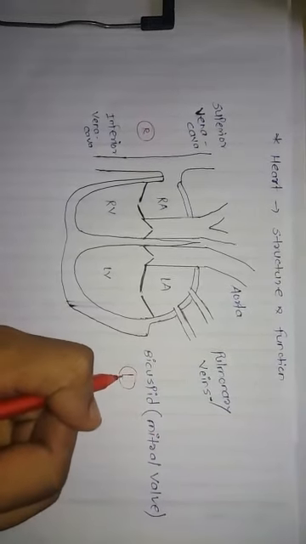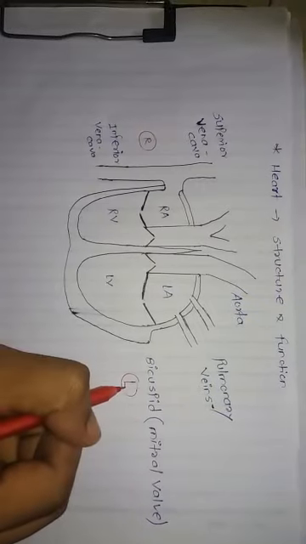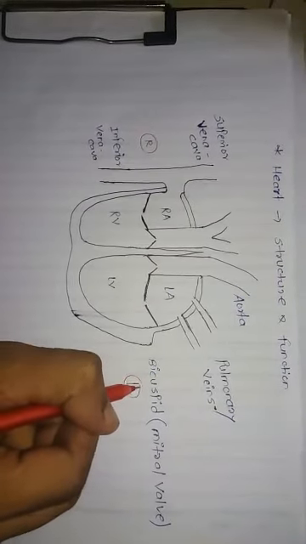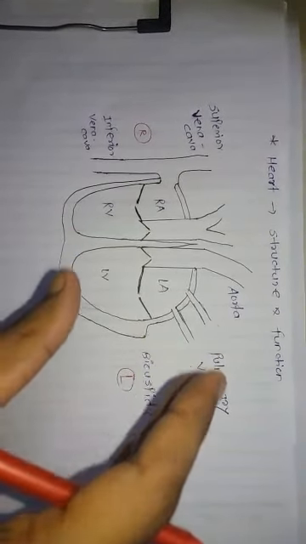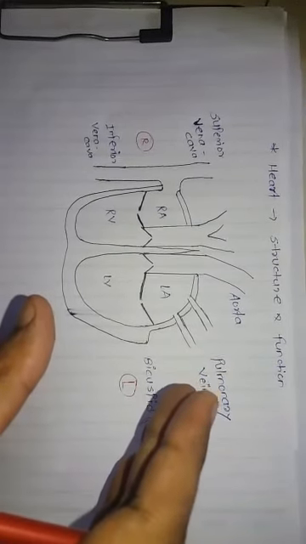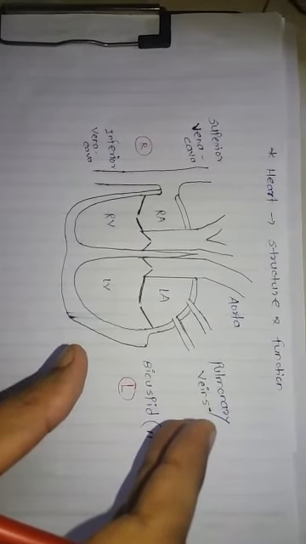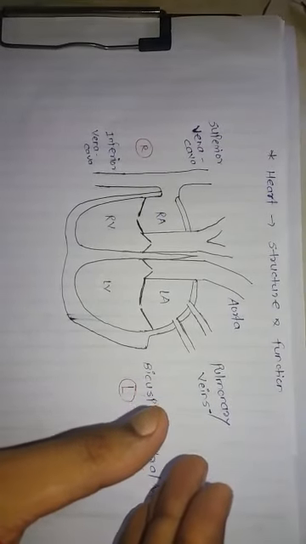So first we will learn about the location of the heart. The heart is located in the mediastinum region in the midline, but about 2/3 of the heart is located on the left side. The heart is a hollow muscular organ located in the thoracic cavity, and it is protected by ribs and vertebra.